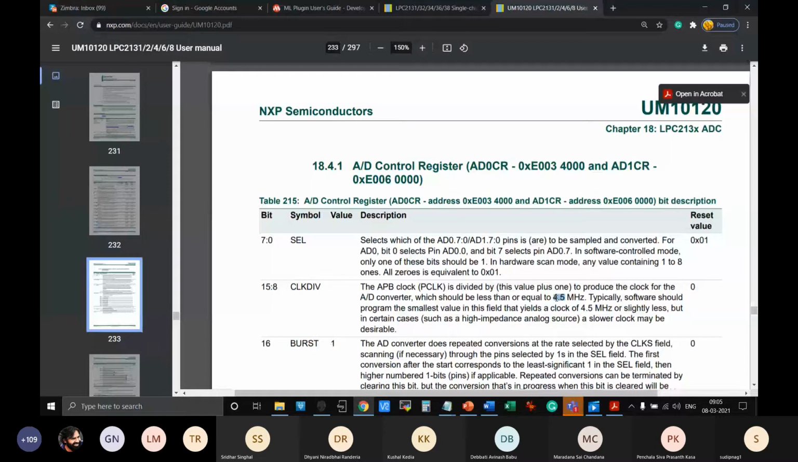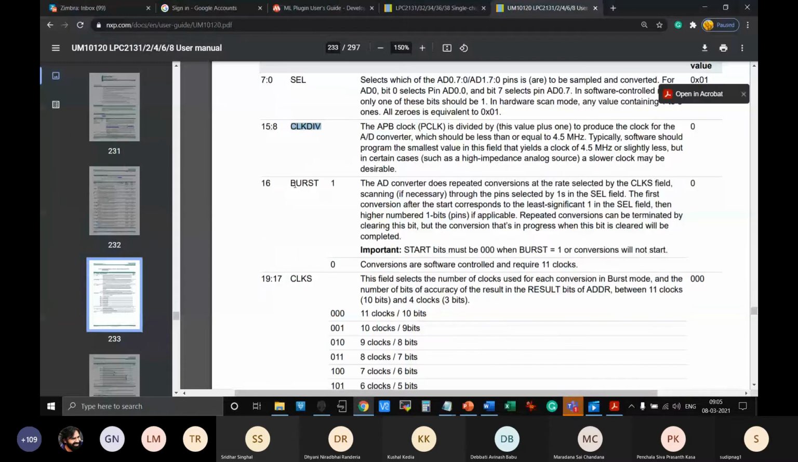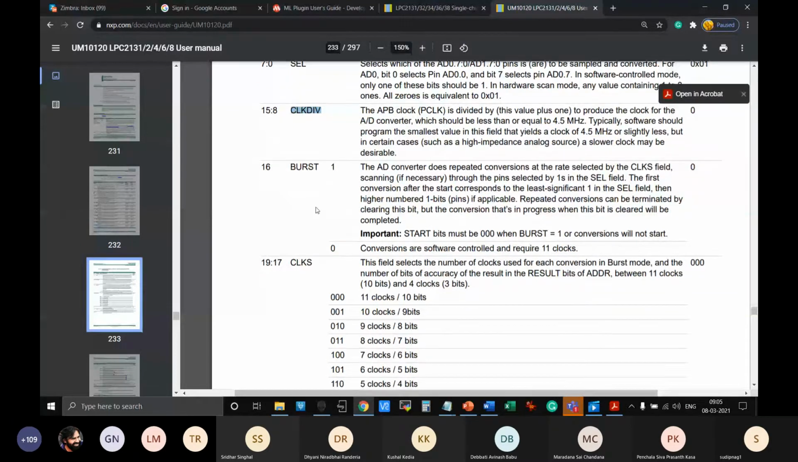Now you can set the burst mode, like group conversion mode, so you can make multiple conversions one after another. So that is burst mode of conversion. A group of conversions happens in succession, and then there are different clocks which are available. This clock is slightly different than clock div. This clock indicates the accuracy of conversion.